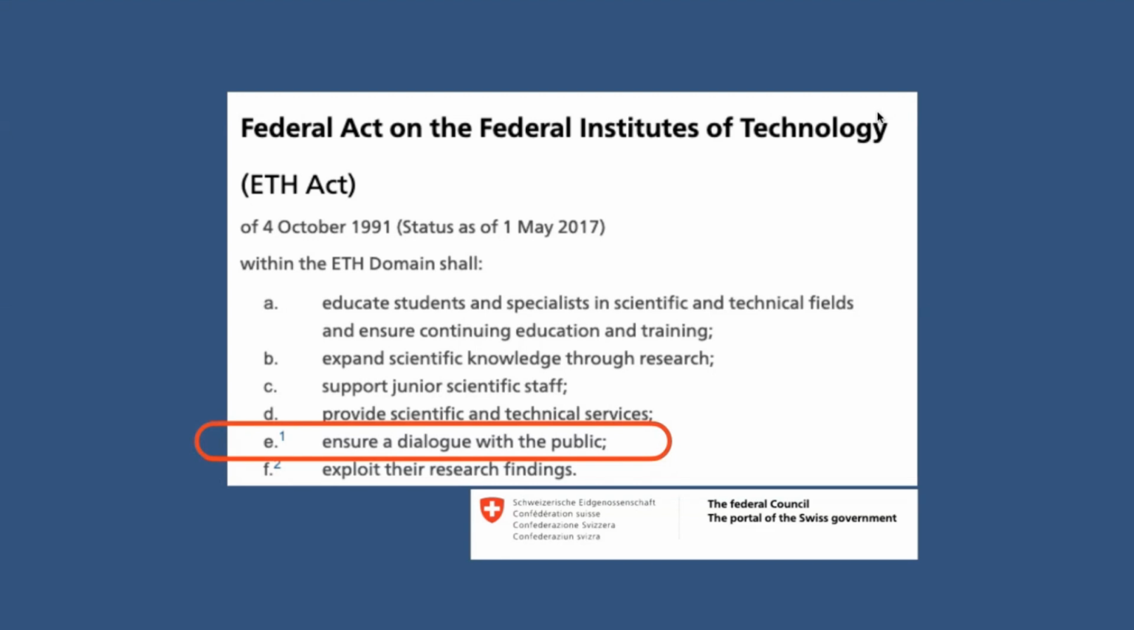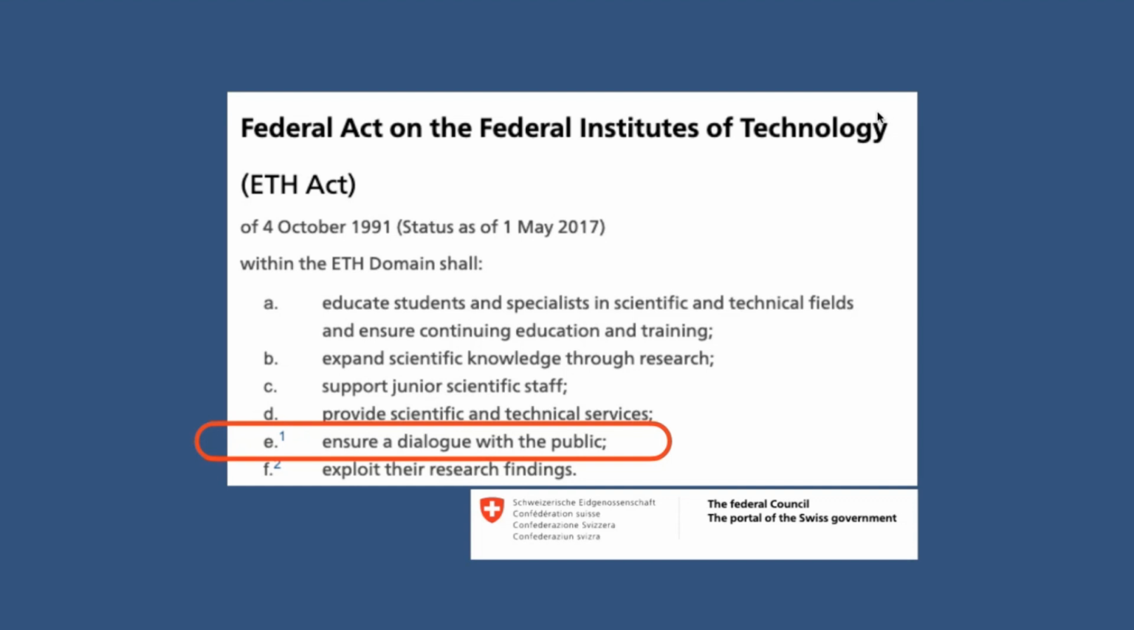And so, for example, on the level of the ETH, this goes even to the fact that in the law of the ETH, this is the law that basically gives the mandate by the state to the ETH, also EPFL, but all the domain. You see that the law states that they have to educate students, A, they have to expand scientific knowledge, B, so research, they have to do other things, also D, provide scientific services, and C, junior staff. So that's, of course, the whole question about young scientists. F, exploit research findings. That would be what we call innovation. But the missions of innovation, research, education are not the only ones.